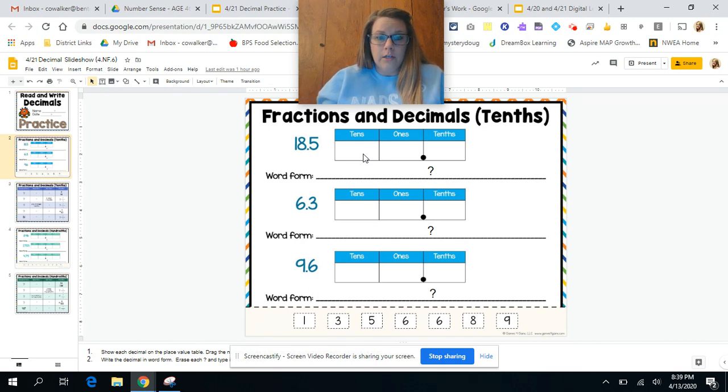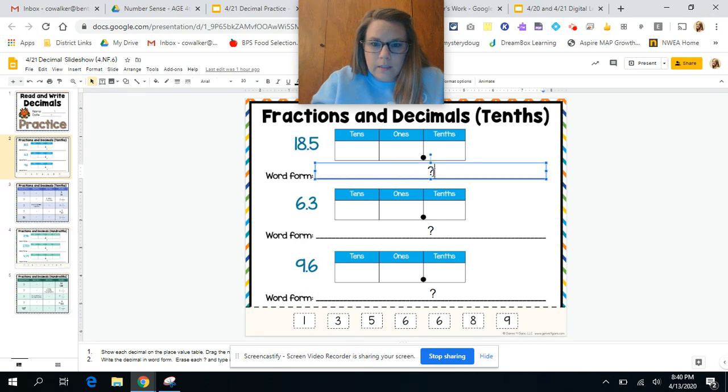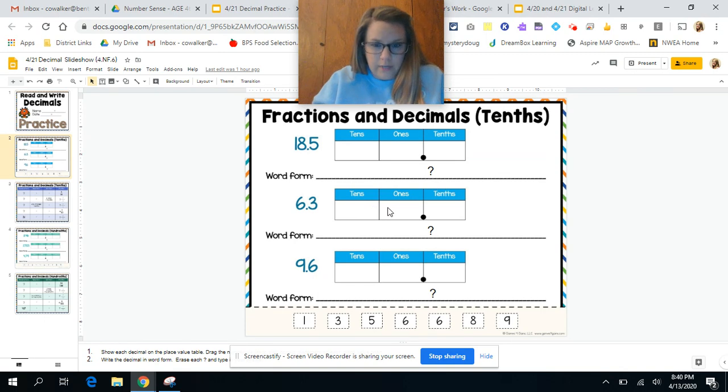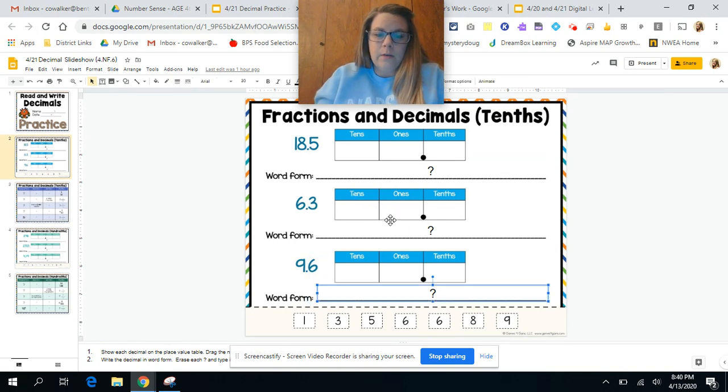So this one would look at, well, it's not going to let me. It's not letting me fill it in. So it should be 1 ten, 8 ones, and then 5/10. Let's see if it lets me on this one. Oh, it hates me. So with this one, it should be 6 ones and then 3/10. And then in the bottom one, it should be 9 ones and 6/10. So it's 18 and 5/10, or 6 and 3/10, or 9 and 6/10.